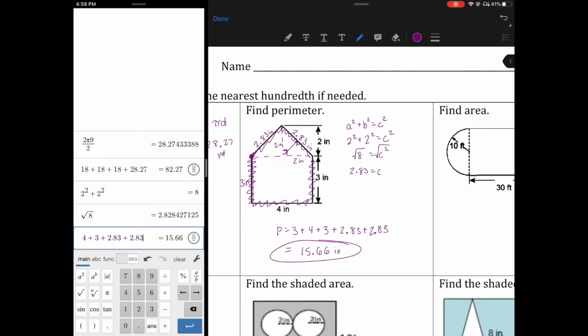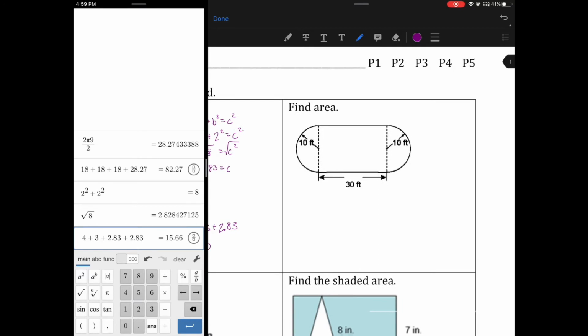I think this is probably one of the harder perimeter problems you're going to see because a lot of us struggle with the Pythagorean theorem, and finding those missing sides is one of the more complicated things that most of us face. But we're now going to move on to area.